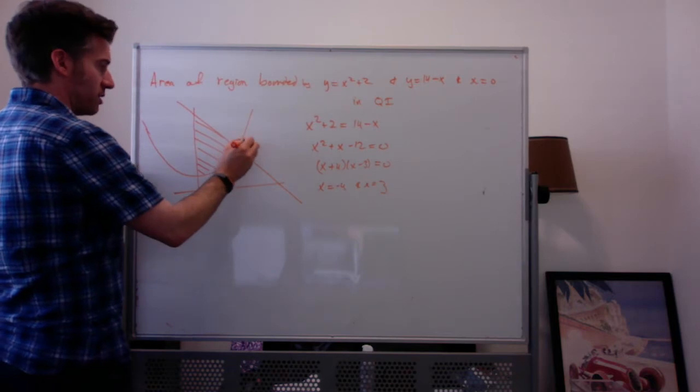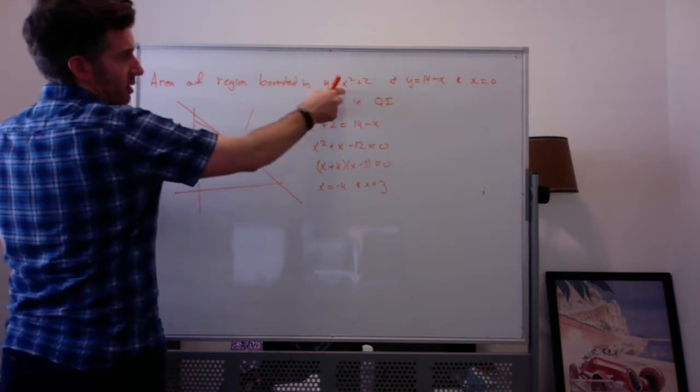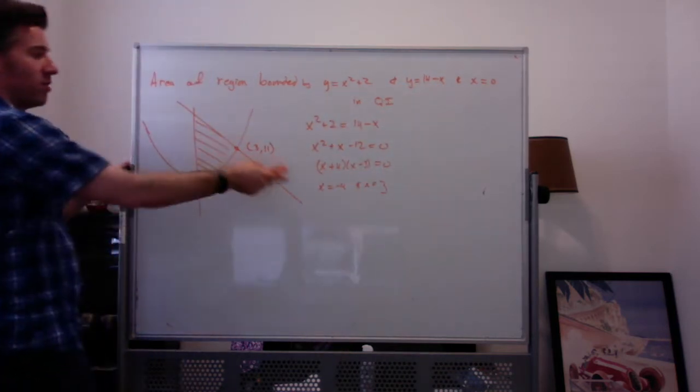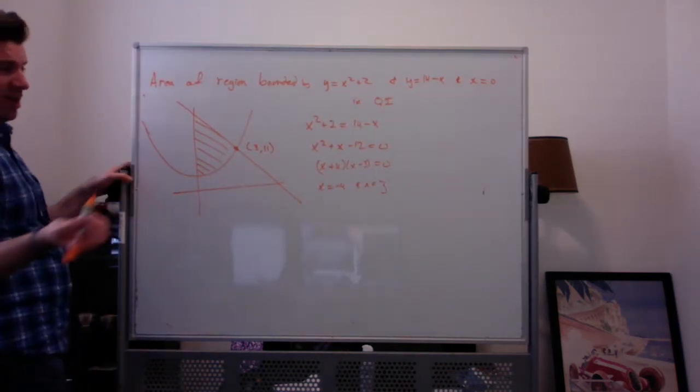This is going to be the point where x is 3. It's going to be 3 comma 11, since 3 squared plus 2 is 11, or 14 minus 3 is 11. The other point, x equal to negative 4, would be over here, which I don't care about.